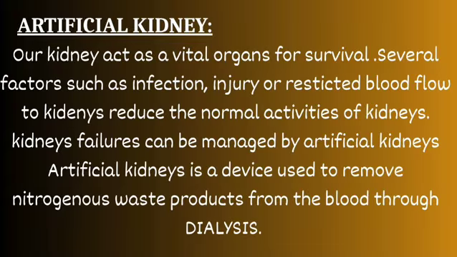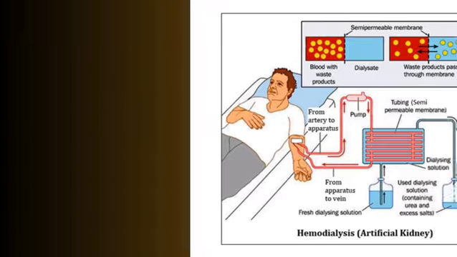Artificial kidney. Our kidney acts as a vital organ for survival. Several factors such as infection, injury or restricted blood flow to the kidneys reduce the normal activities of the kidneys. Kidney failure can be managed by artificial kidneys. An artificial kidney is a device used to remove nitrogenous waste products from the blood through dialysis.